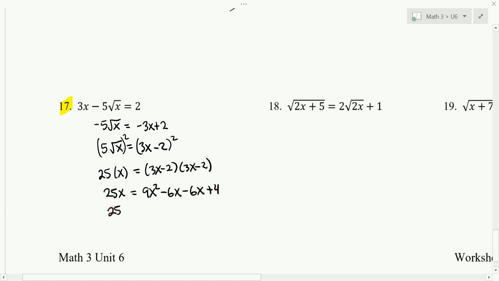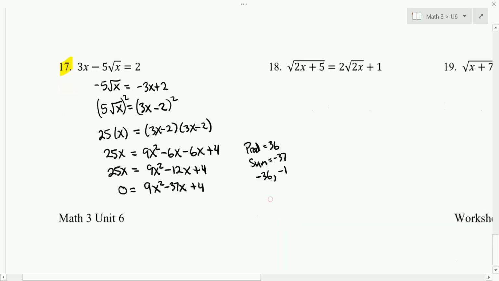We can combine like terms to get 9x squared minus 12x plus 4, and then make the left side equal to 0 by subtracting 25x. And when you subtract 25 from negative 12, you get negative 37x. And then we try to factor this. We're looking for two numbers whose product is 9 times 4, which is 36, and whose sum is negative 37. That would be negative 36 and negative 1. So rewrite this as 0 equals 9x squared minus 36x minus x plus 4, and then factor by grouping.